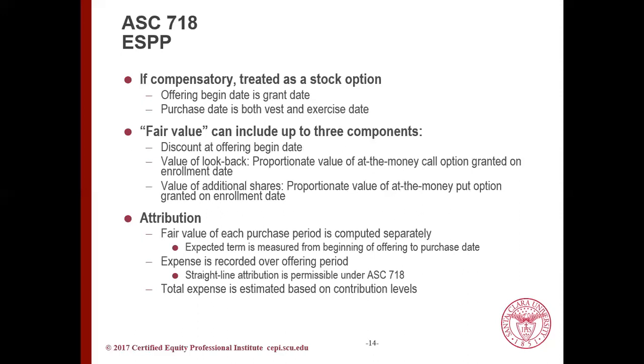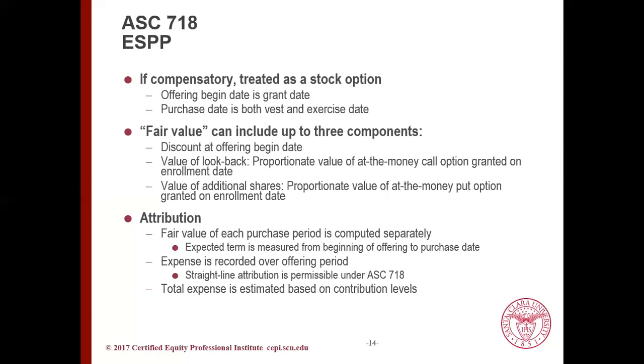So at each offering start date, we calculate the fair value of that ESPP, and then we record the expense that we've calculated over the 6 months until the purchase occurs. And then when the next offering begins, we calculate a new fair value, and we calculate that expense over the next 6 months. Sometimes we see ESPPs that have an offering period with purchases occurring periodically throughout the offering period.